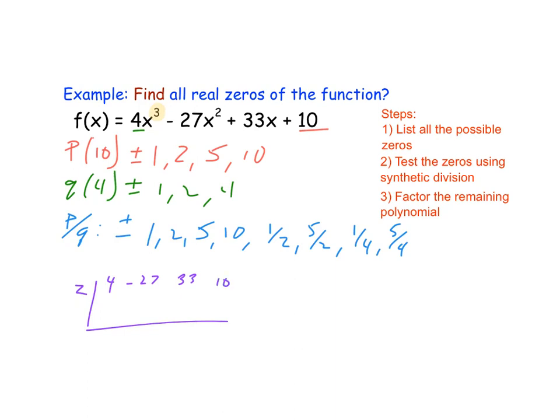10. 4 down. 2 times 4 is 8. Negative 27 plus 8 is negative 19. 2 times negative 19 is negative 38. Plus 10, that's not a 0. Let's try 5. Oh my lord, look at me, I'm guessing so well. 0. So we got the 0 we needed, which means x equals 2 is one of our solutions. So we're definitely going to remember that.